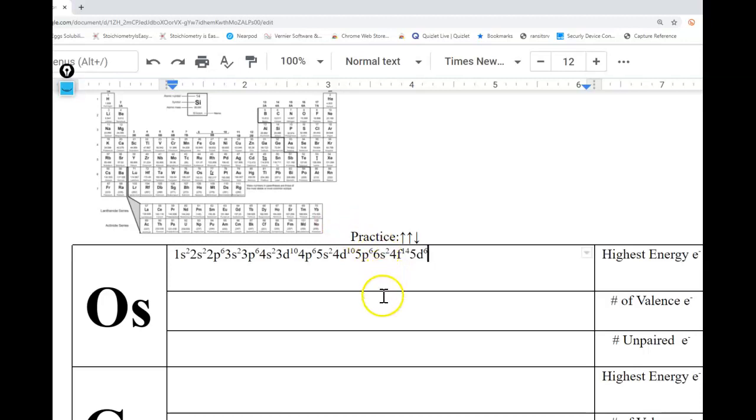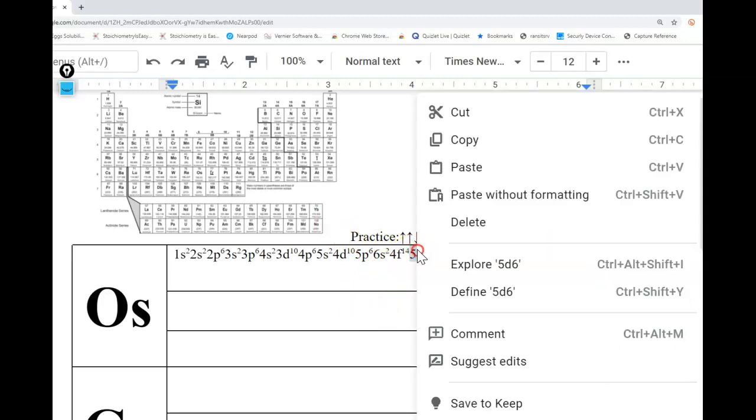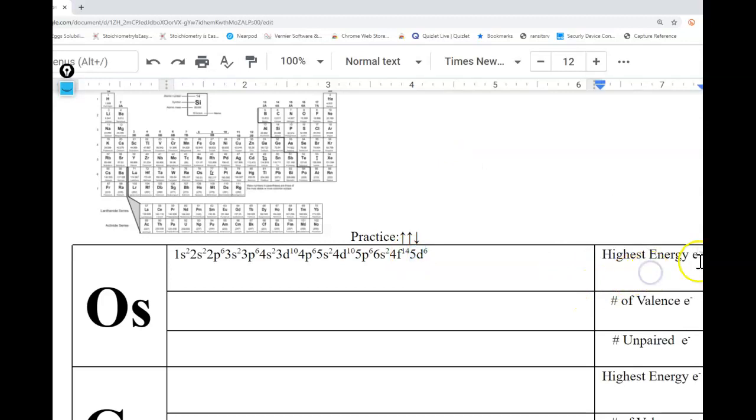Now, if I need to identify my highest energy electron, my highest energy electron is always going to be that final set of electrons that I put down. So I'm going to type in 5d6 as my highest energy electrons. And since I'm here, let's answer the question about the number of valence electrons. You might notice that my outermost energy level is the 6th energy level, so my number of valence electrons is 2.